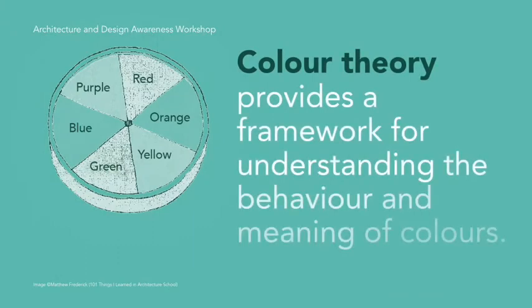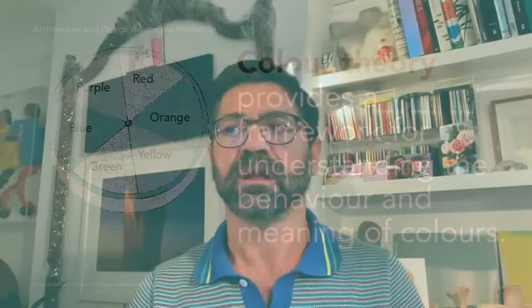Color theory provides a framework for understanding the behavior and the meaning of colors. Colors may be associated with the seasons. Winter: gray, white, ice blue, and similar colors. Autumn: gold, russet, olive, brownish purple, muted and muddy tones. Summer: primary or bright colors. Spring: pastel tones.